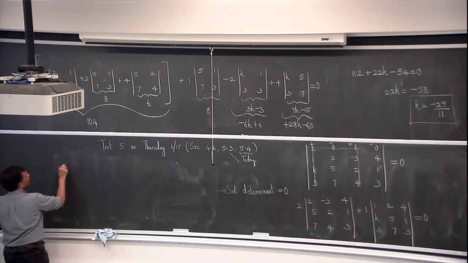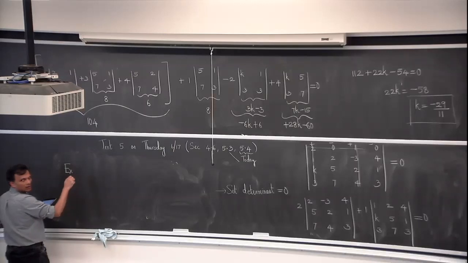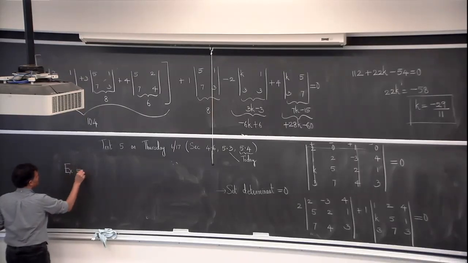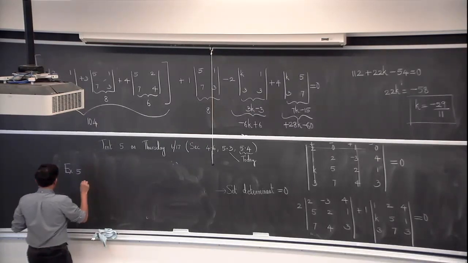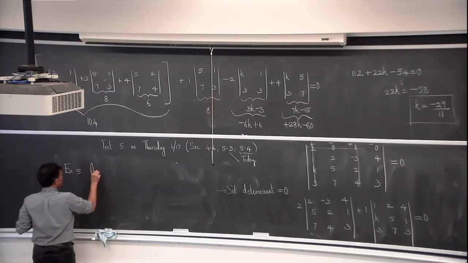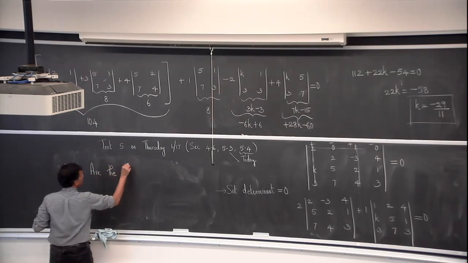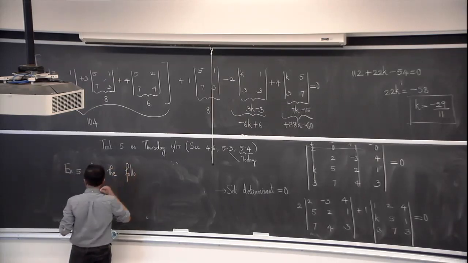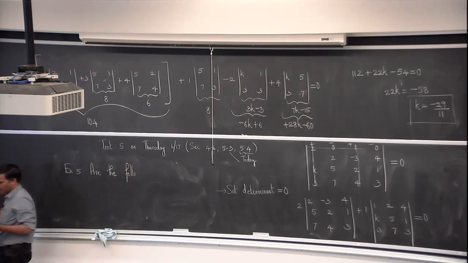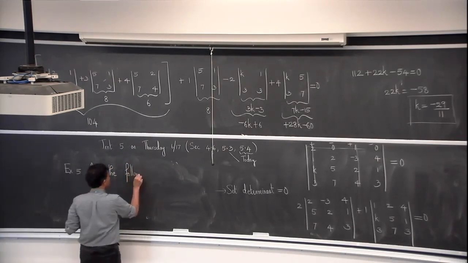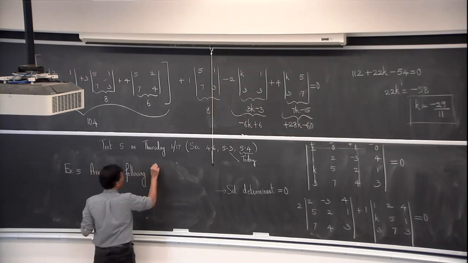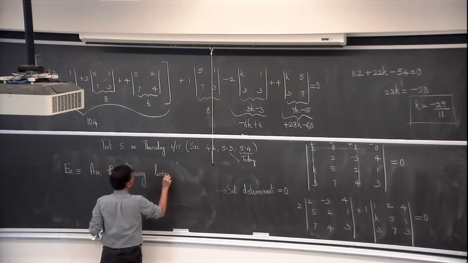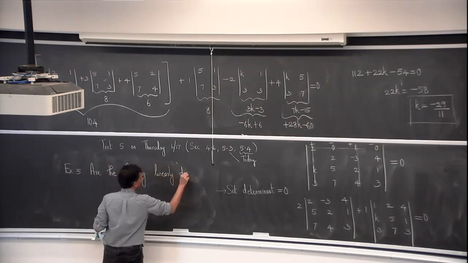So example 4, 5. All right, so are the following vectors, and just ignore the fact that these are in your homework. Do it again when you do the homework. Okay. Are the following vectors linearly dependent or independent?